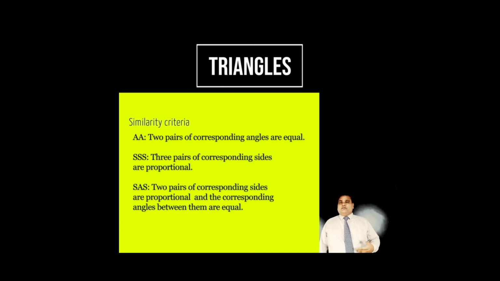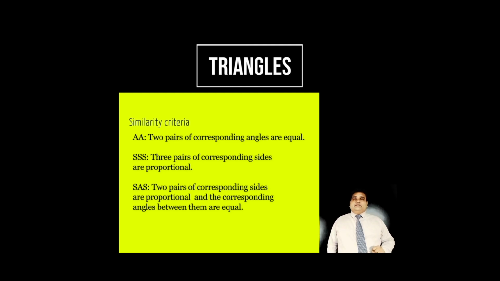The next property is the SSS property. If all three sides are in proportion, in that case also we can say triangles are similar. And there is a third one, which is the SAS property. If two sides and the included angle satisfy the condition, that will fulfill the criteria of similarity of triangles.